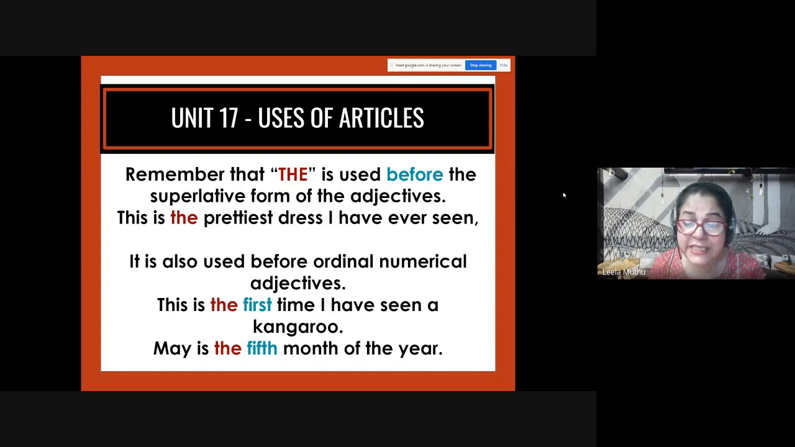This is the first time I have seen a kangaroo. May is the fifth month of the year. So before the ordinal numbers, like when you say first, second, third, fourth, fifth, we will always use "the" before the noun. Before the ordinal numbers.